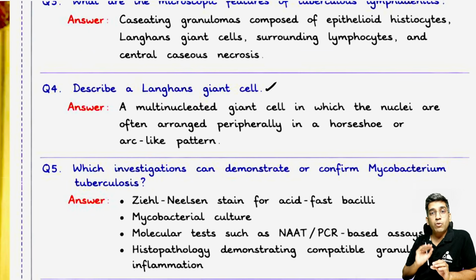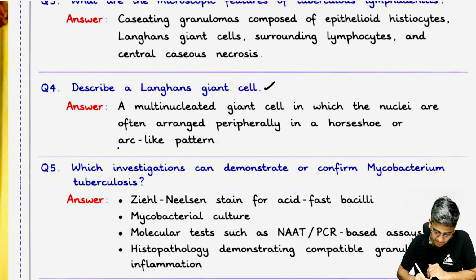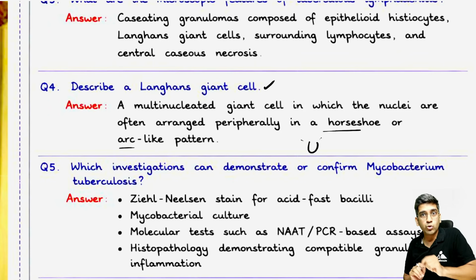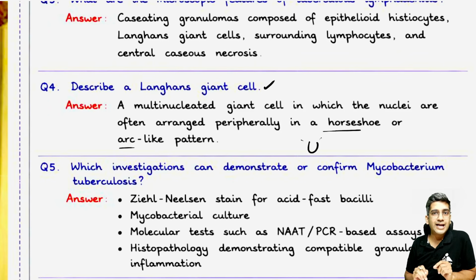Before telling about Langhans giant cell, I want you to start the answer by saying giant cells are generally named based on the shape in which the nuclei are arranged. If the multiple nuclei in the giant cell are arranged in the form of an arc, a horseshoe or a U-shaped arrangement, we name it a Langhans type of giant cell, which is more seen in tuberculosis. Also add that it is not specific only for tuberculosis, it's a finding seen in tuberculosis, that's all. It's very, very important for you to add that, right?